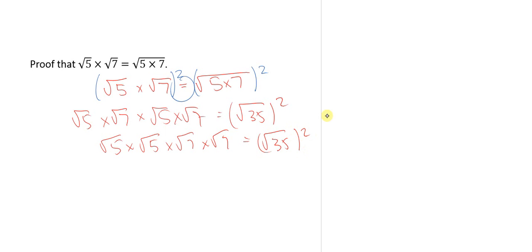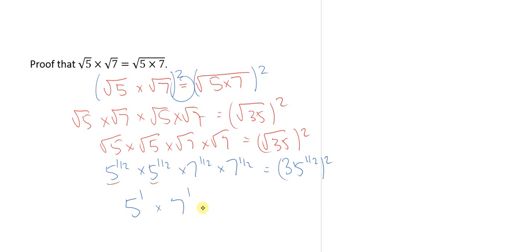Now, with our knowledge from the previous lesson on exponent laws, we know that we can write this as 5 to the 1/2 times 5 to the 1/2 times 7 to the 1/2 times 7 to the 1/2, which equals 35 to the 1/2 all squared. And with further exponent laws, we know that same base, add the exponents. So 5 to the 1/2 times 5 to the 1/2 becomes 5 to the 1. And 7 to the 1/2 times 7 to the 1/2 becomes 7 to the 1.